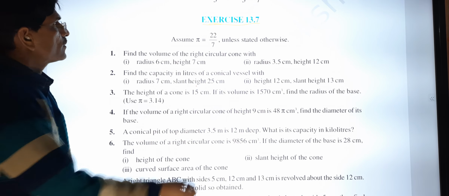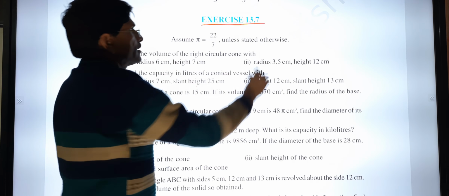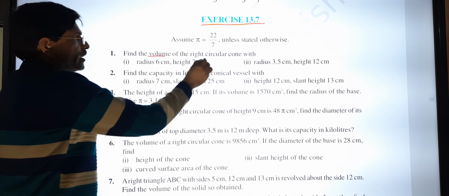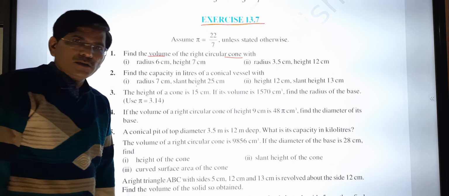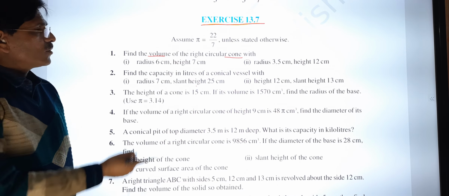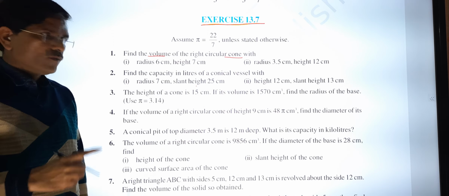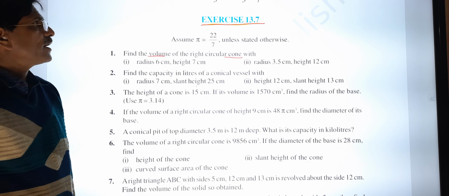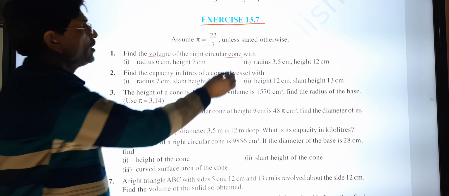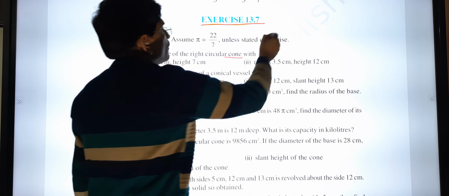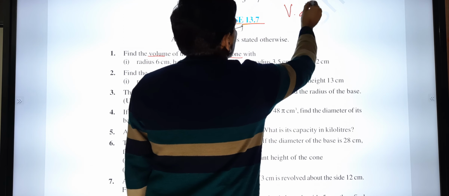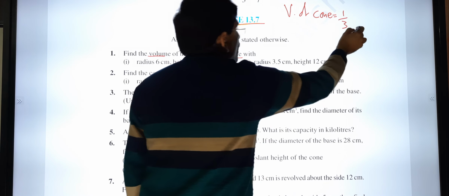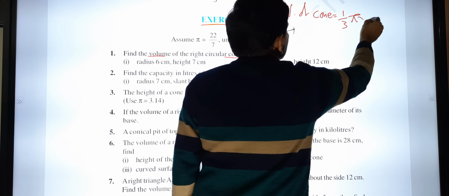Okay, so exercise 13.7 we have started. Related volume, we have discussed with the cone. So today I want to go further. We still have some questions left related to 13.7. So first of all, the volume of a cone formula: the volume of a cone is 1 by 3 pi r square h.